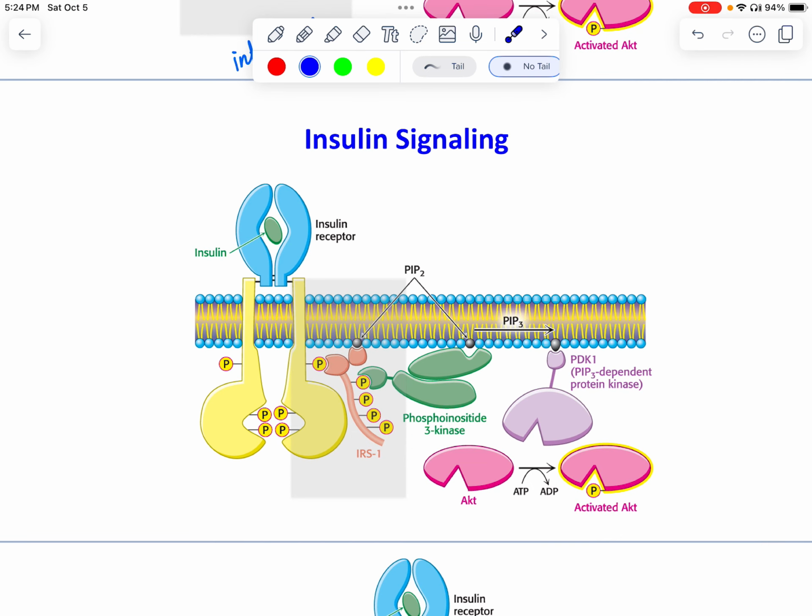Once that happens, what you see right here is that one of those phosphate groups can act as kind of a docking site for this IRS1, insulin receptor substrate 1 protein. You don't need to know the name, but you need to know that this phosphate group acts as a docking site for the IRS1 protein. Once it docks, that keeps this molecule close to one of these kinase phosphorylates, right? And so we get these extra phosphate groups added to that protein molecule.